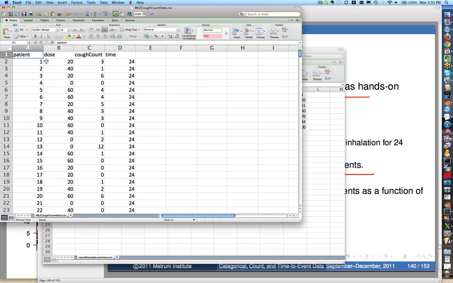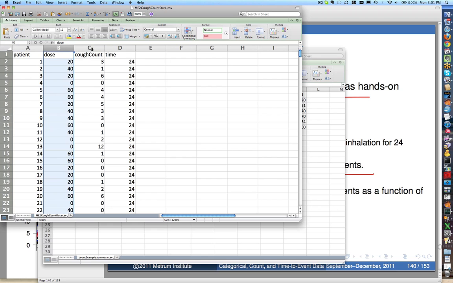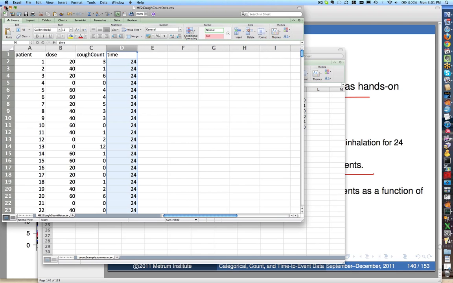Okay, so the data is just going to be, again, we've got our patient identifier, dose, our cough count. Well, this has time, but in this case they're all 24. That's kind of ignorable. It's really only the first 3 columns we're going to work with here. So we're just going to work with a very simple set of data in this case.